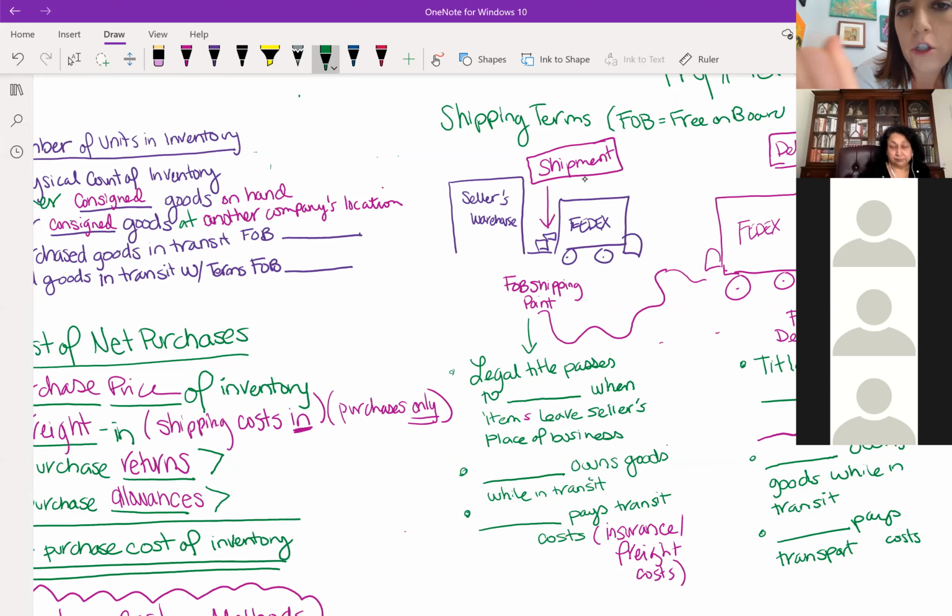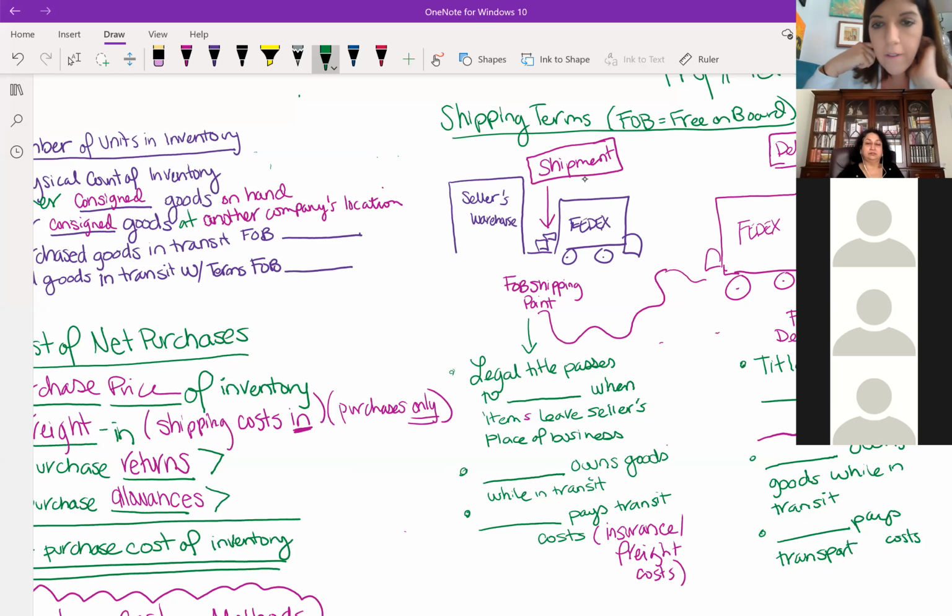So for our shipping terms, we have 2. FOB shipping point, free on board shipping point, and then FOB destination. We talked about these in the last chapter. So for FOB shipping point, legal title of the goods passes to who when the items leave the seller's place of business? To the purchaser, the buyer. So upon shipment, the buyer becomes the owner of those goods.